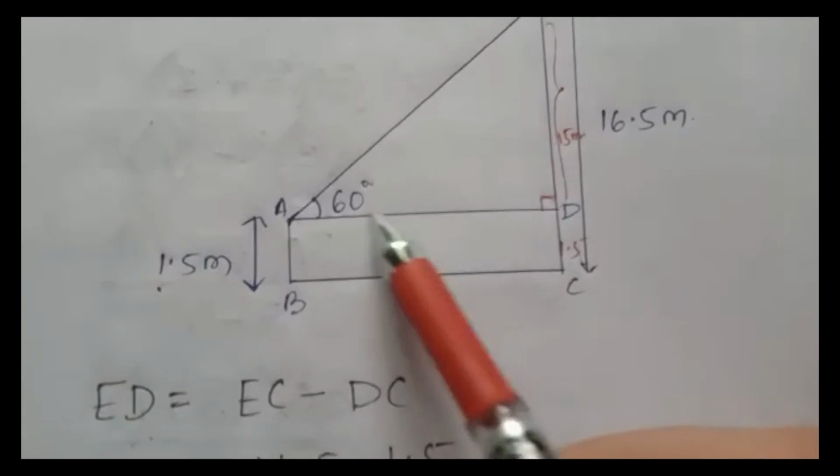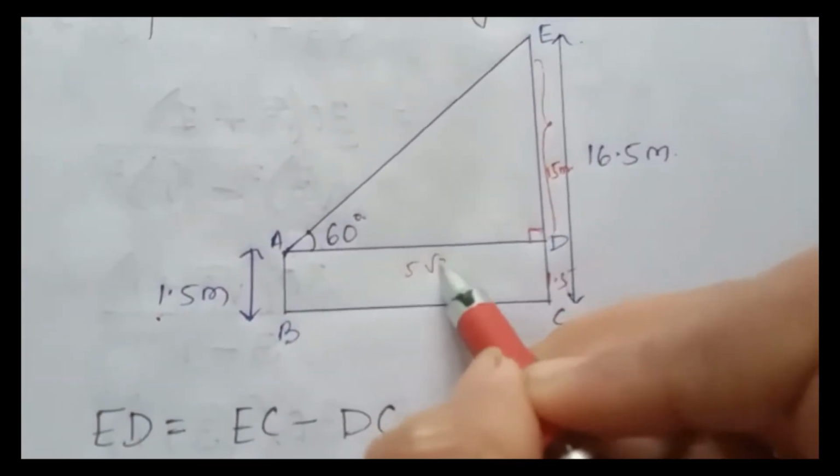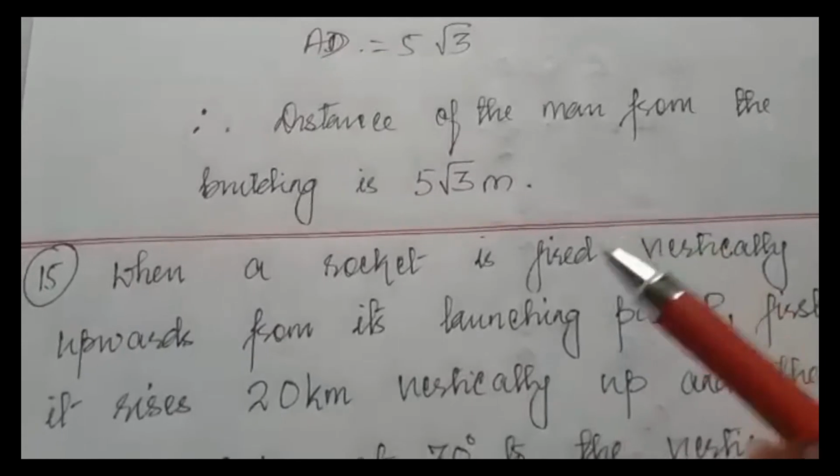See, AD is 5 root 3. AD and BC are the same. If this is 5 root 3 meter, BC is also 5 root 3 meter. So the distance of the man from the building is 5 root 3 meter.